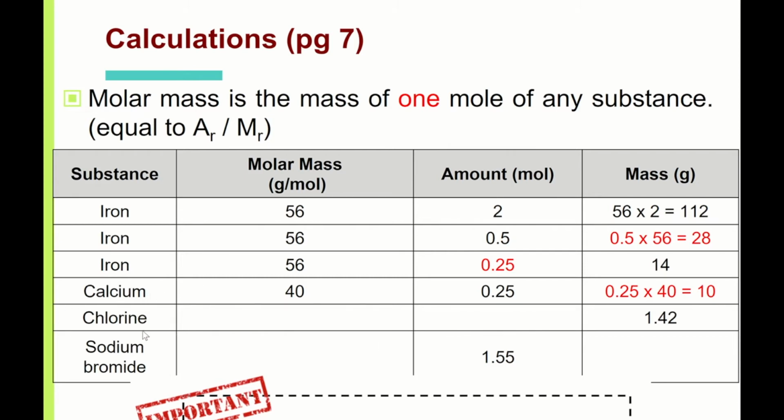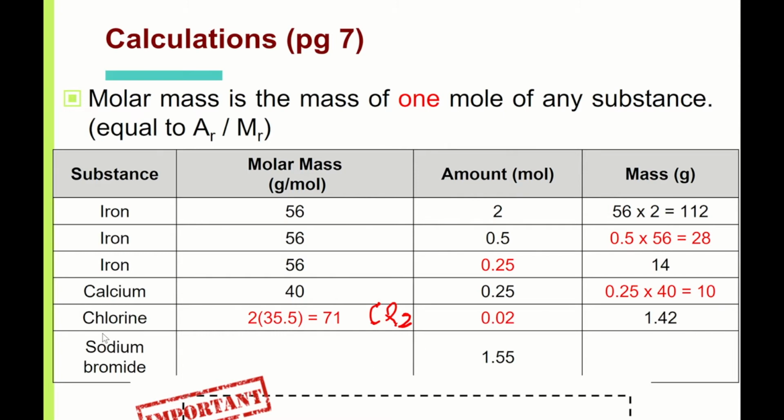Chlorine. What is the formula of chlorine? Remember, chlorine gas always exists as Cl2. You need to know the formula. Without knowing the formula, you cannot calculate the molar mass. So 1 mole of chlorine is 71 grams. Write down the formula Cl2. Then you're given 1.42 gram. So 1 mole is 71 gram. How many moles of chlorine are there? You will calculate 1.42 divided by 71.